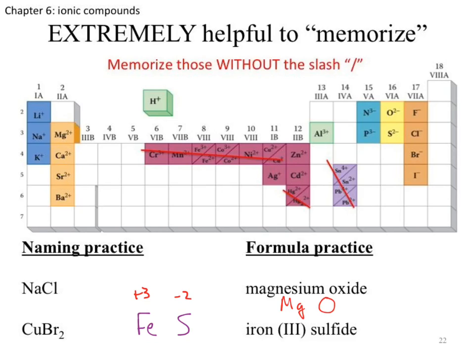Would our formula be balanced? No. If I just had one of each of those, I add it up, and what's my overall charge? +1. When we're making our compounds, our overall charge must be 0. So I now have to change the amount of iron and the amount of sulfur so that those charges balance out.